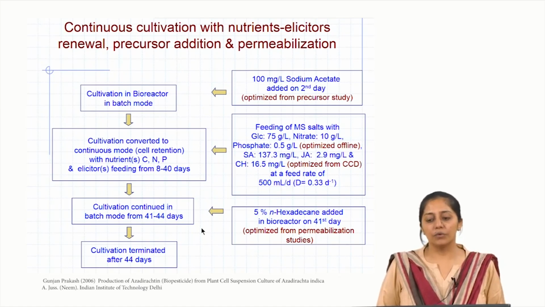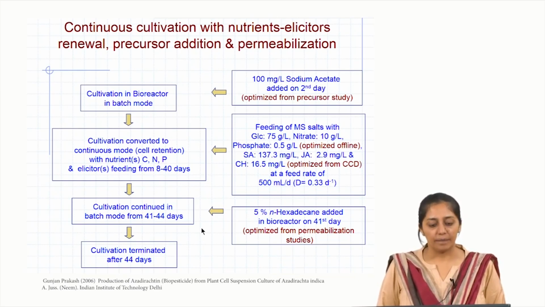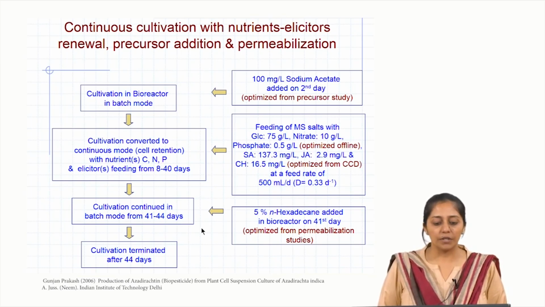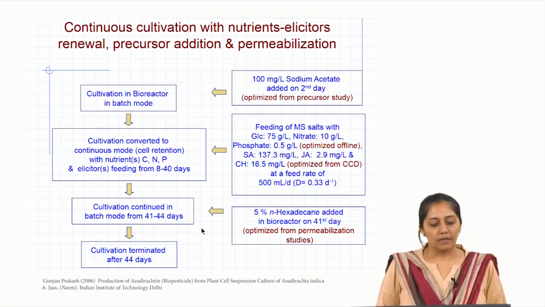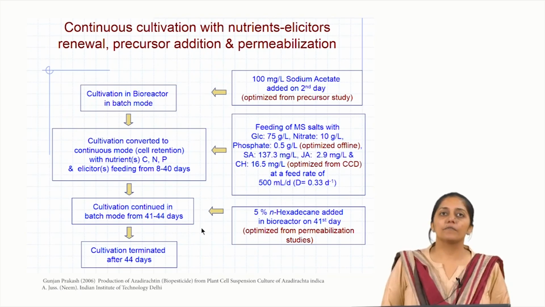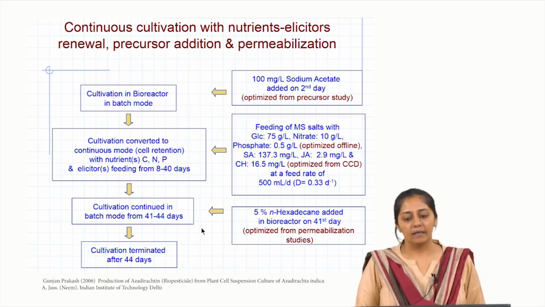Then continuous cultivation with nutrient addition, elicitor addition, precursor addition and permeabilization was all done together to see an integrated effect, where the cells were grown in the bioreactor in batch mode, then the cultivation was converted to continuous mode with cell retention, with nutrient addition of carbon, nitrogen and phosphate source with elicitor feeding from the 8th till 40th day, and the cultivation was continued thereafter in batch mode till 44 days, and before the harvest of the biomass was done for azadirachtin analysis.